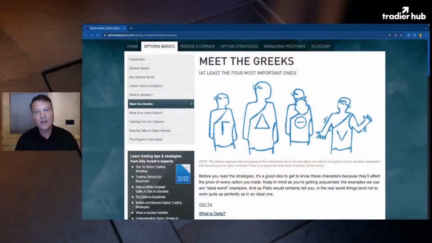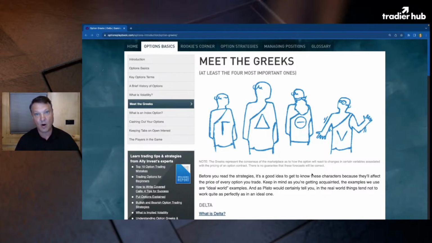So we'll talk about the Greeks, define it, and then we're going to take it and go to a live chain inside the TradeHawk software and talk about how the delta reacts within that chain. And we'll look at call deltas, we'll look at put deltas, but to start with, let's define what delta is. So I'd like to go to the Options Playbook and look at the section that's called Meet the Greeks. It's under the Options Basics tab, and I'll just point to that here inside the Options Playbook website.